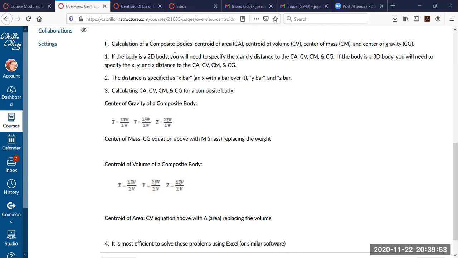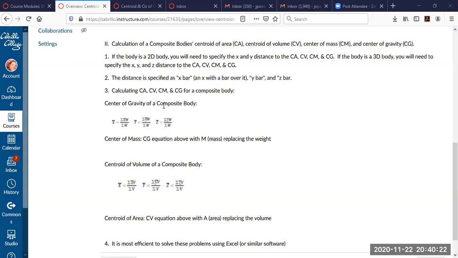So if the body is a 2D body, you're going to need to specify the X and the Y distance to the centroids and the centers. If the body's a 3D body, you're going to need to specify the X, Y, and Z distances to the location rather. The distances are specified as X bar, which is an X with a bar over it, Y bar, or Z bar. And then number 3, in order to calculate them, let me show you how.